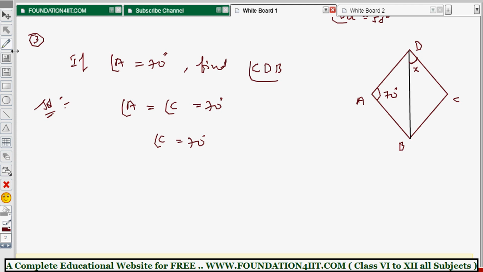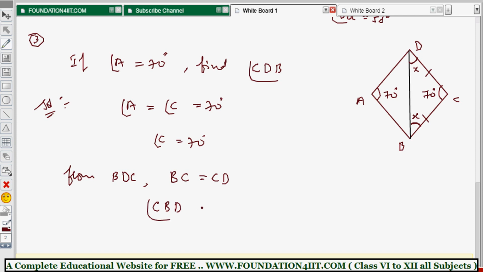Then, if you take this as 70, opposite angles. Now observe triangle BDC: BC is equal to CD, because whenever two sides are equal, the opposite angles are also equal. So this also should be X. That is angle CBD, which is equal to angle CDB. These both are equal, I took it as X.